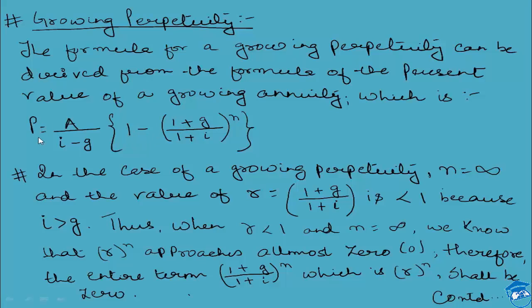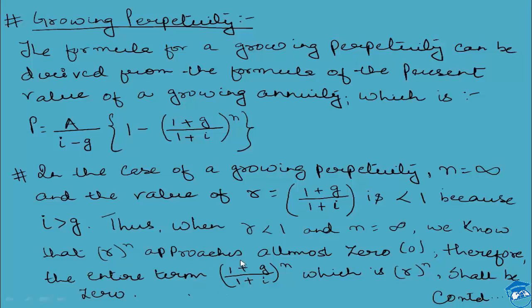So finally, the formula for present value of a growing perpetuity is equal to A upon I minus G. You can just look at these particular lines also. In the case of a growing perpetuity, where n is equal to infinity and the value of R is equal to (1 plus G) upon (1 plus I), R is less than 1. Why is R less than 1? Because we all know that I is more than G. Thus, when R is less than 1 and n is infinity, we know that R^n approaches almost 0.